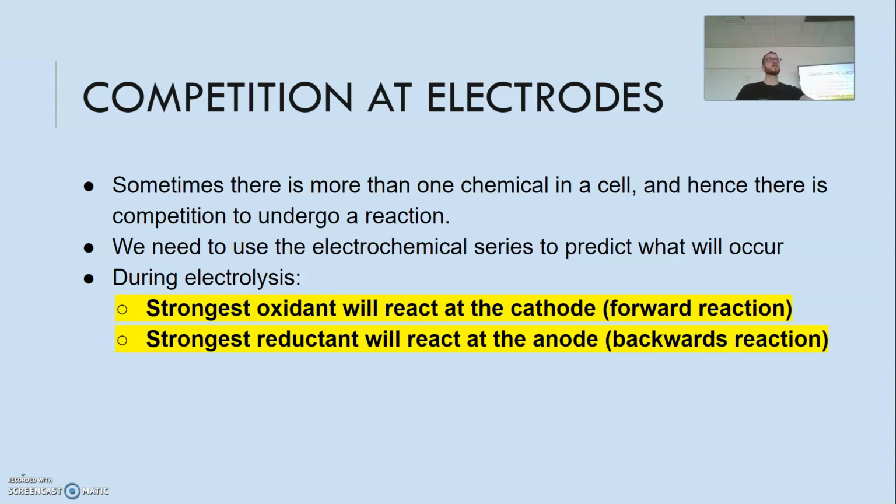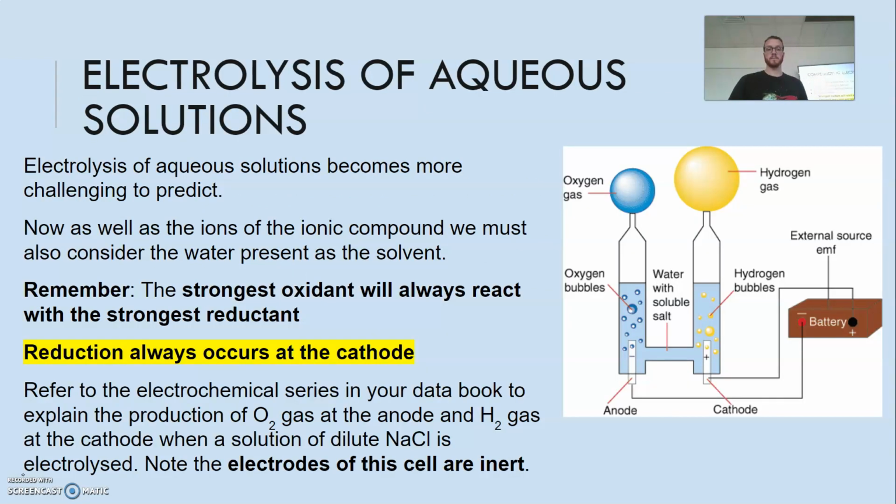The strongest oxidizing agent will react at the cathode, so the forward reaction. The strongest reducing agent will react at the anode. Strongest is on the bottom left-hand side. The strongest oxidizing agent is on the top of the right-hand side. Remembering that reduction always occurs at the cathode, oxidation always occurs at the anode. No exceptions to that.